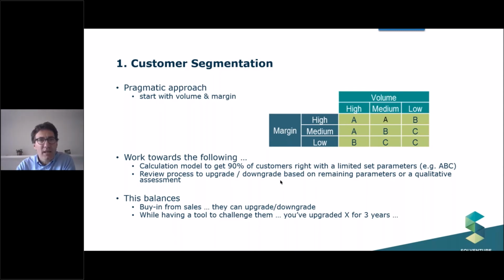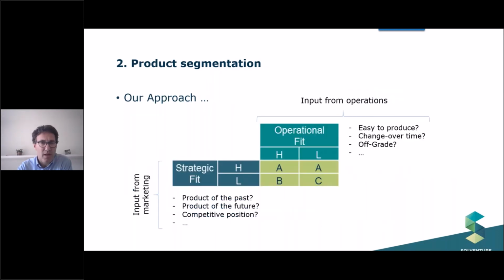What we see is that if you can do 90% of your allocation based on logic, then you do the rest via a more qualitative assessment. That's fine too. It helps also to have your sales on board, so that they can also upgrade or downgrade customers across the different segments. I believe, or at least we have the experience, that it is crucial to have your segmentation accepted into the organization. A very basic way of segmenting your customers.